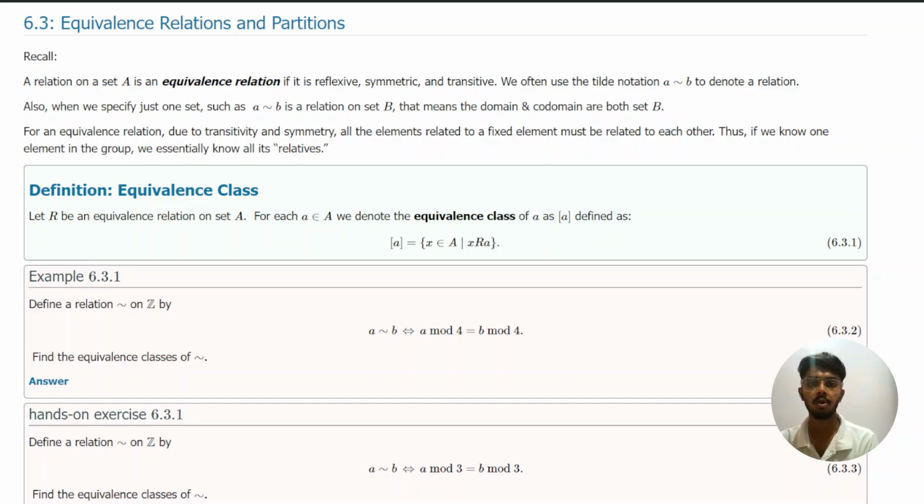Today we are going to discuss equivalence relation and partition. A relation on a set A is an equivalence relation if it is reflexive, symmetric, and transitive.